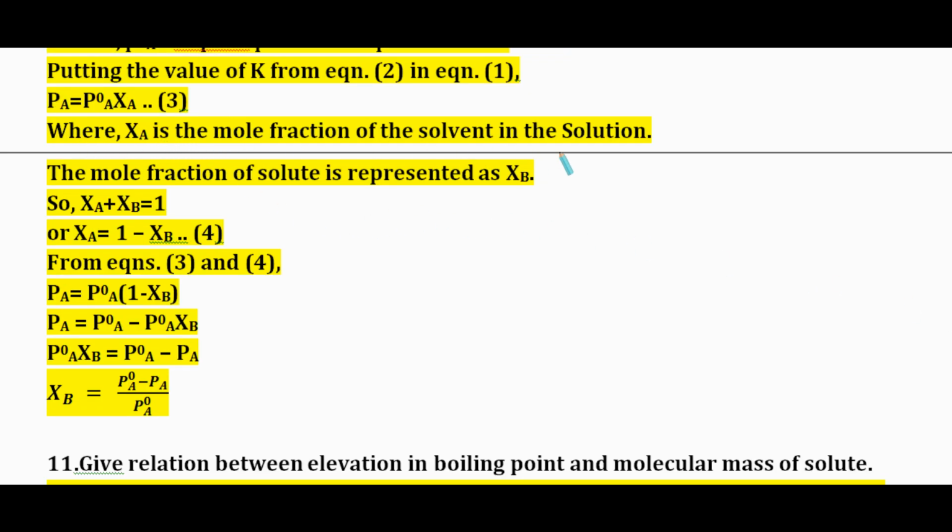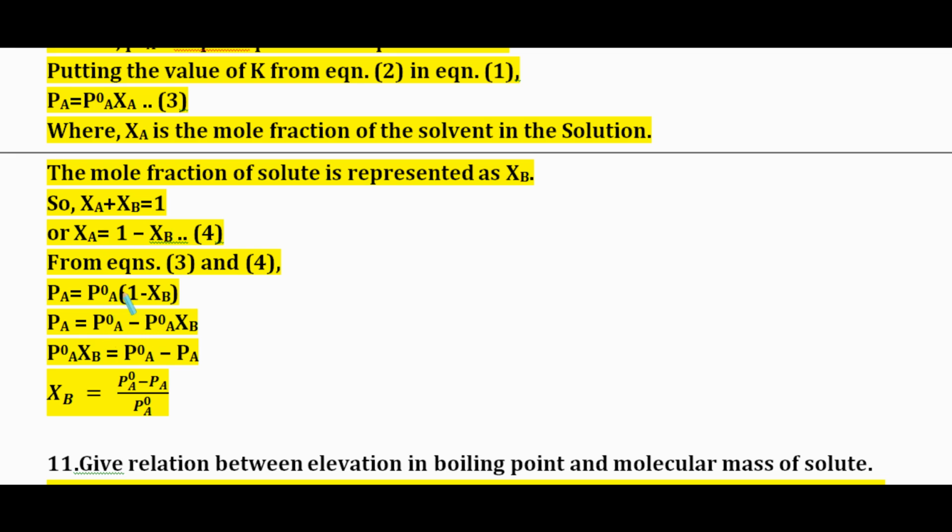Here XA is the mole fraction of the solvent in the solution, and the mole fraction of solute is represented by XB. XA plus XB equal to 1. The total mole fraction of a solution is always 1. Now we transpose XB, then we get XA equal to 1 minus XB. From equation third and fourth, this is the fourth equation and this is the third equation, we take PA as it is, P naught A is copied here, and the value of XA is 1 minus XB, so it is written as 1 minus XB.